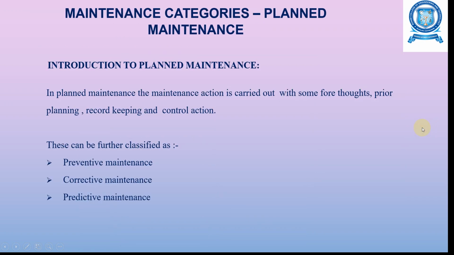So, introduction to planned maintenance. In planned maintenance, normally the maintenance actions are carried out with some forethought, that is, prior planning. Without any prior planning, the maintenance cannot be carried out. Record keeping and control action. So planned maintenance is classified into three: preventive maintenance, corrective maintenance, and predictive maintenance.